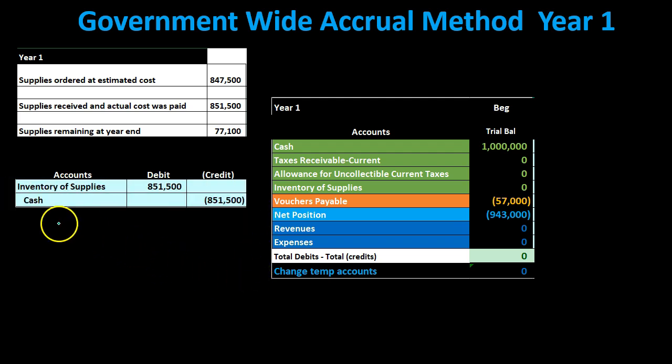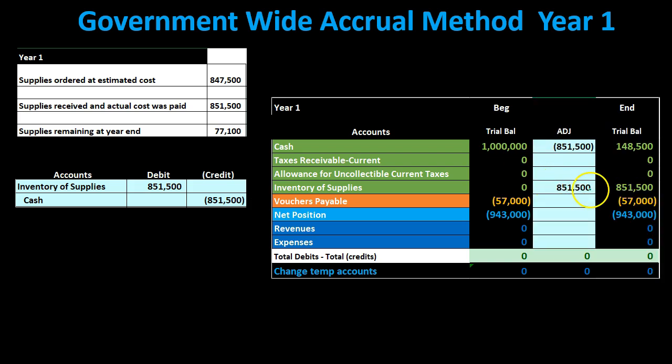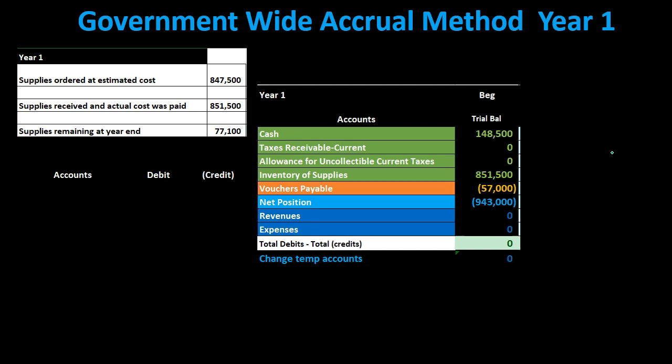So now we're going to say that the inventory supplies is going to go up. That will be an asset type of account. We're going to say that we paid cash for it. Therefore, cash is going to be the other side. So inventory is going up, asset type of account, cash then going down.